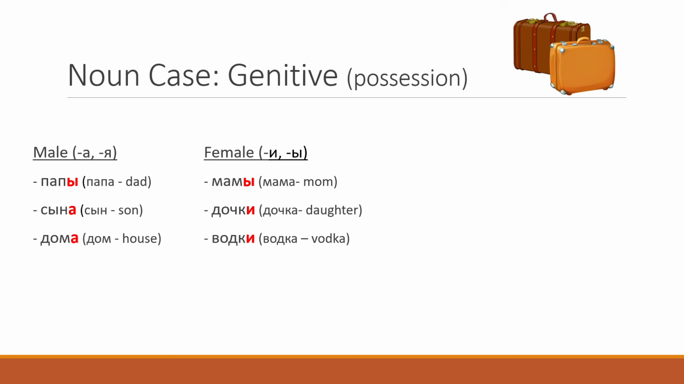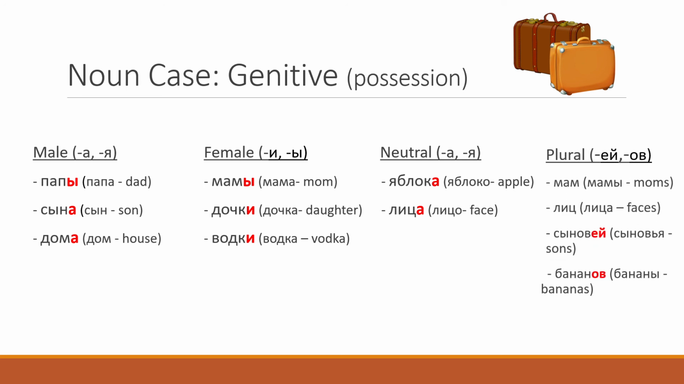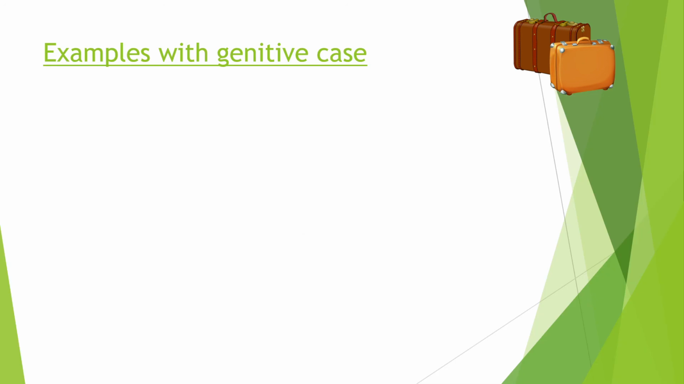For female, you add an y or i ending. Мамы, дочки, водки. For neuter, same as male. So, яблока, лица. For plural, there are three options. Truncation, no ending, or ey and ov. So, мам, лиц, сыновей, бананов. Okay, so let's look at some examples with the genitive case.